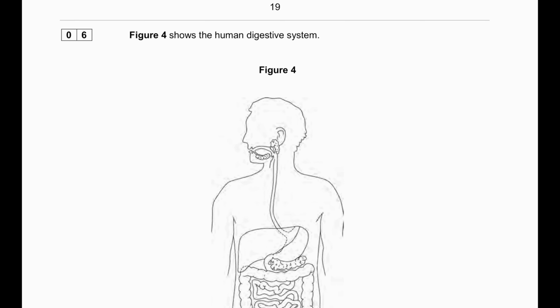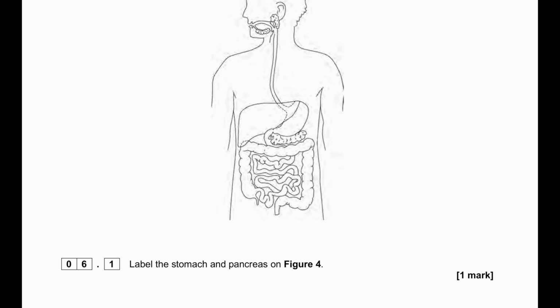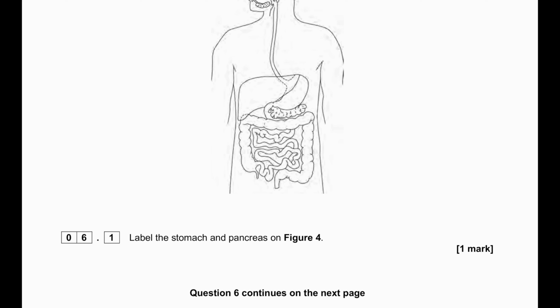Question 6 talks about the human digestive system. We can see the human digestive system represented here. Label the stomach and pancreas on figure 4. And the pancreas will be right underneath the stomach. It's a leaf-like structure.